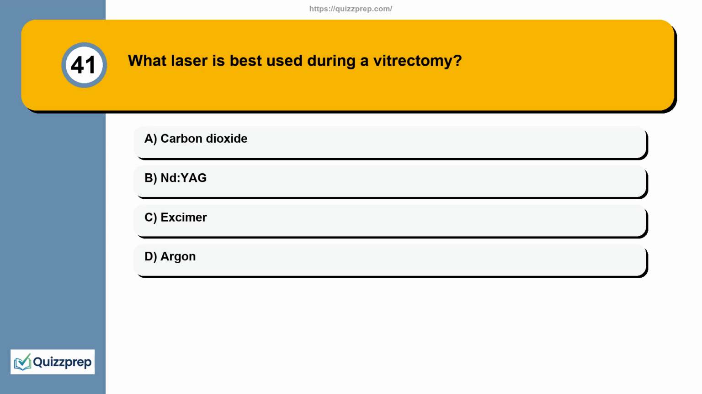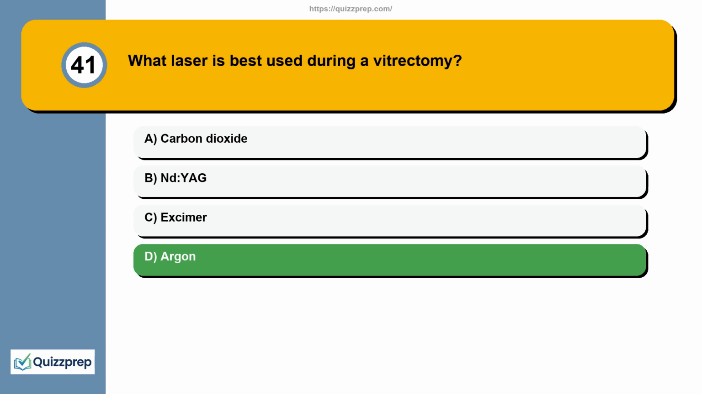Question 41. What laser is best used during a vitrectomy? Option A, carbon dioxide. Option B, Nd:YAG. Option C, excimer. Option D, argon. The correct answer is option D, argon.